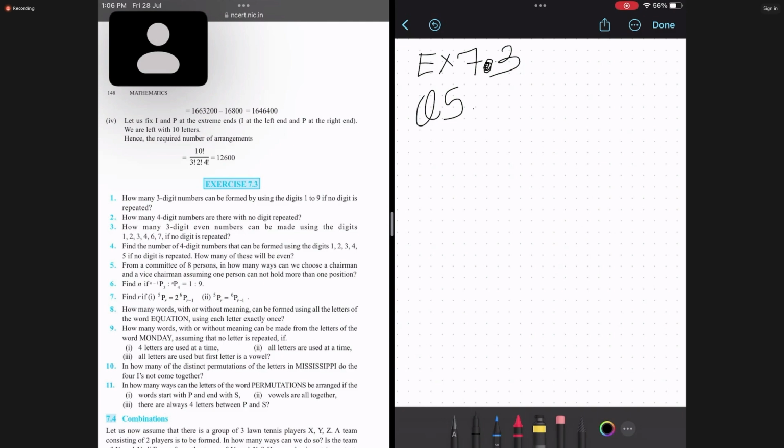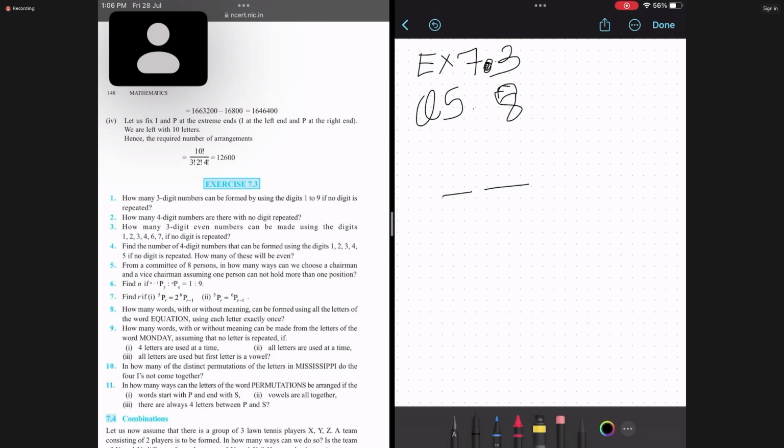Question number 5. From a committee of 8 persons, in how many ways can we choose a chairman and vice chairman, assuming one person cannot hold more than one position? Correct. So we have a committee of 8 people, and of this committee we have to choose a chairman and a vice chairman.